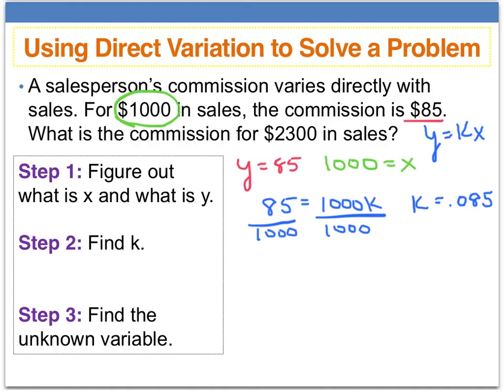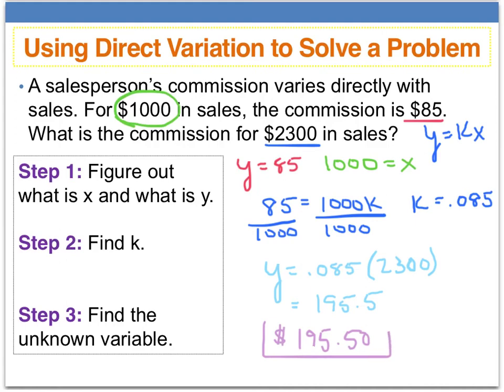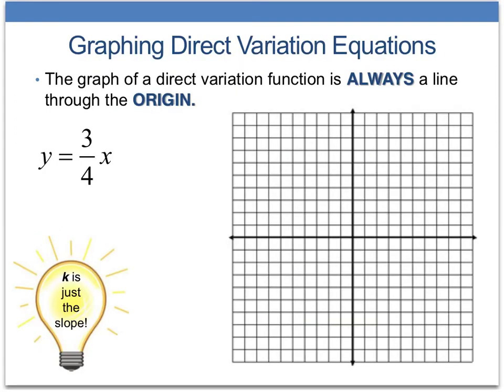So I can go ahead and take k as well as my new sales amount and figure out how much my commission will be. So y equals my k, 0.085, times my sales, and multiplying those together, I get 195.5. Now what that means is on $2,300 in sales, I'm going to make $195.50 in commission.